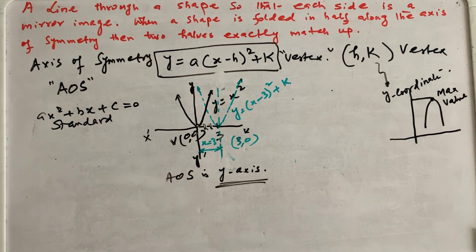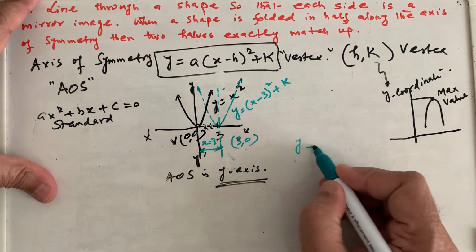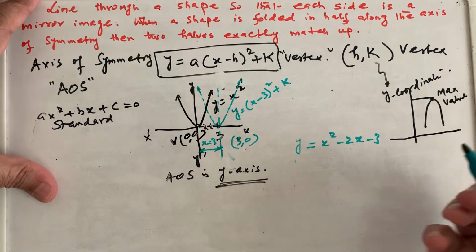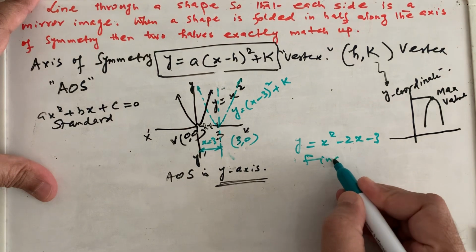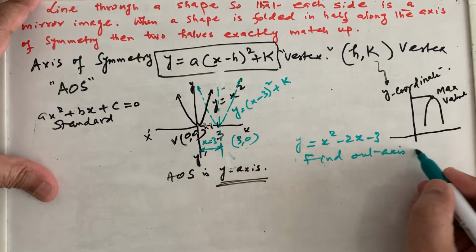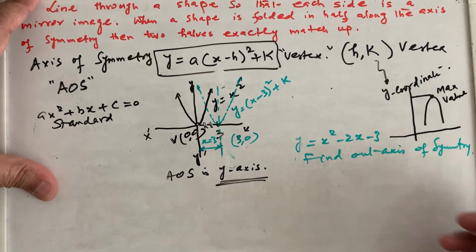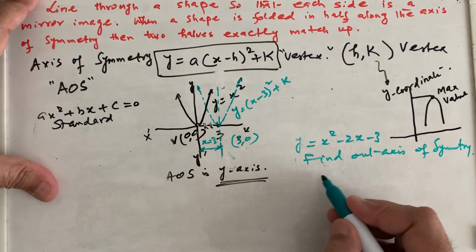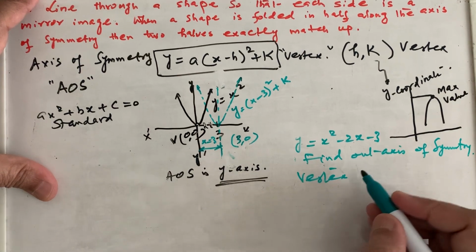Okay. So now, if we have any equation, for example, y equals x squared minus 2x minus 3, and we want to find the axis of symmetry. So the question is, find the axis of symmetry of this line. Axis of symmetry means we need the vertex, right? And how do we find the vertex?